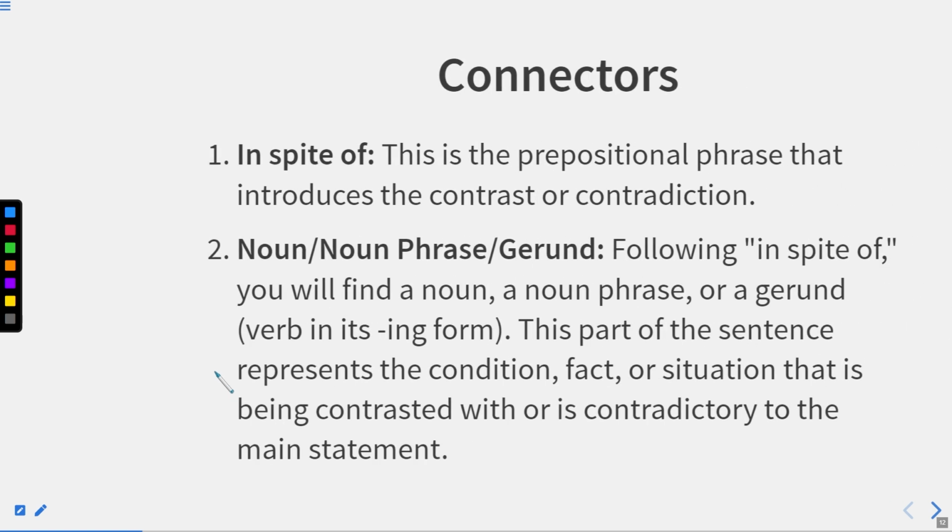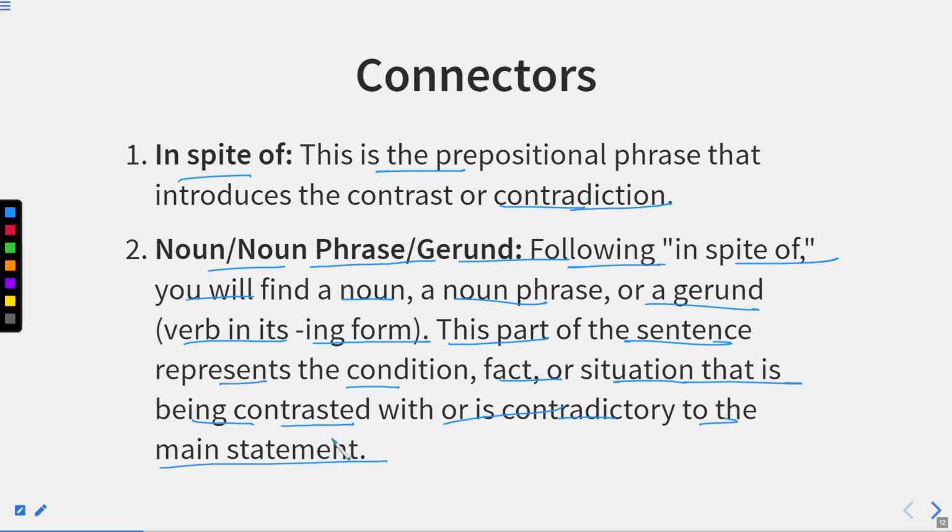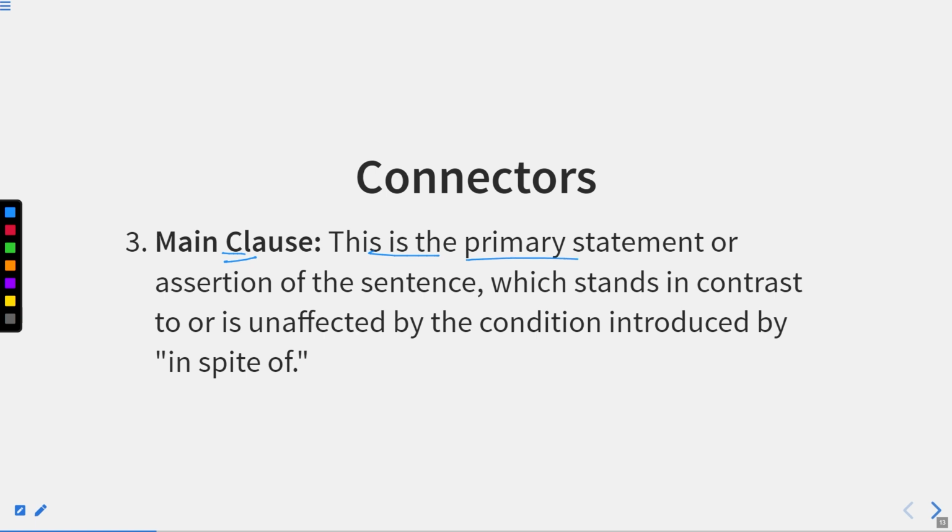Then the main clause. "In spite of" is the prepositional phrase that introduces the contrast or contradiction. Second, the noun, noun phrase or gerund. Following "in spite of", you will find a noun phrase or a gerund, a verb in its "ing" form. This part of the sentence represents the condition, fact or situation that is being contrasted with, or is contradictory to, the main statement. It means whatever is given in the main statement contrasts with the situation stated in the other clause. The main clause is the primary statement or assertion in the sentence, which stands in contrast to or is unaffected by the condition introduced by "in spite of".